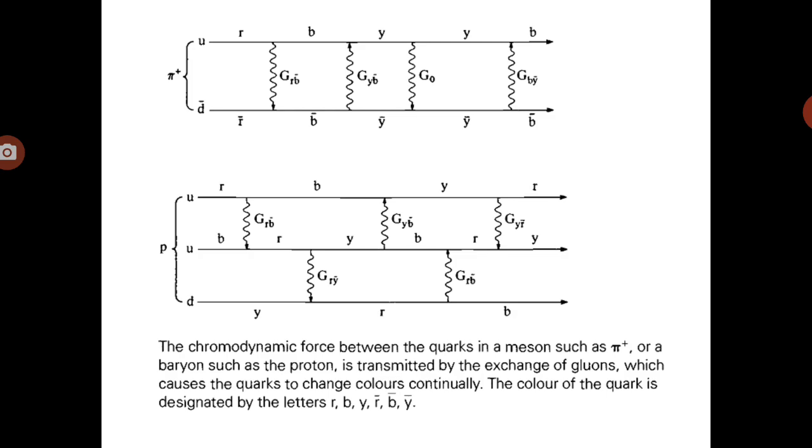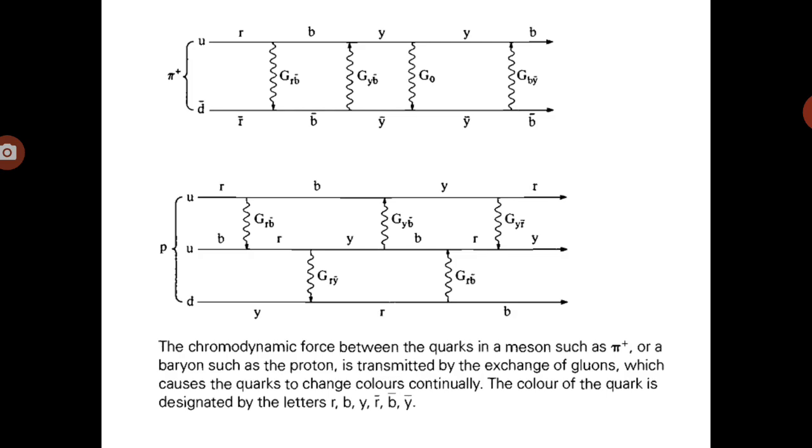Then again there is an emission of G_YB bar by the D bar quark. The D bar with anti-blue color becomes D bar with anti-yellow color, and at the same time this G_YB bar is absorbed by the U quark with blue color, which becomes a U quark with yellow color. Now if this U quark emits a G0, a color preserving gluon, there won't be any change, because the U quark with yellow color was the existing one, so it just continues as such.